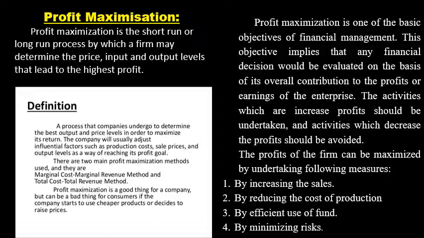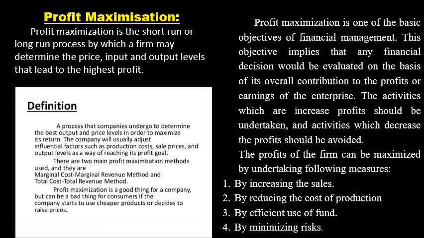A definition says profit maximization is a process that companies undergo to determine the best output and price level in order to maximize its return. So profit maximization is the process which companies follow to determine the price with the help of input and output levels of the fund. The company will usually adjust influential factors such as production cost, sales price, and output levels as a way of reaching its profit goal.